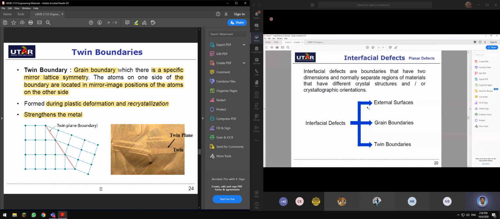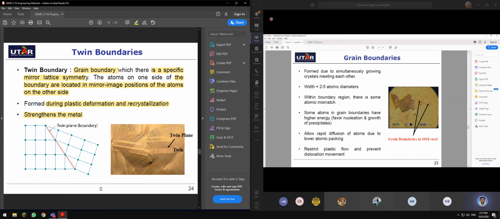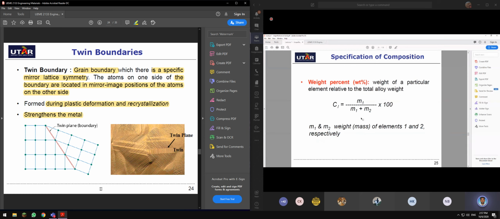Interfacial defects, you have external surfaces, grain boundaries and twin boundaries. These are the grain boundaries because of having different crystallographic orientations, and twin boundaries formed during plastic deformation and recrystallization.